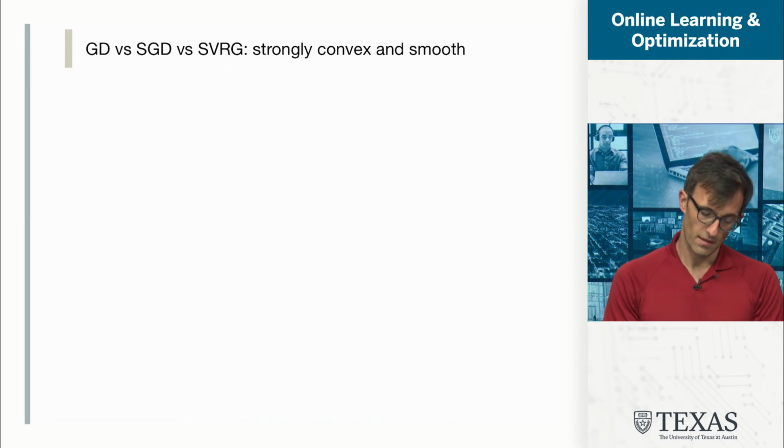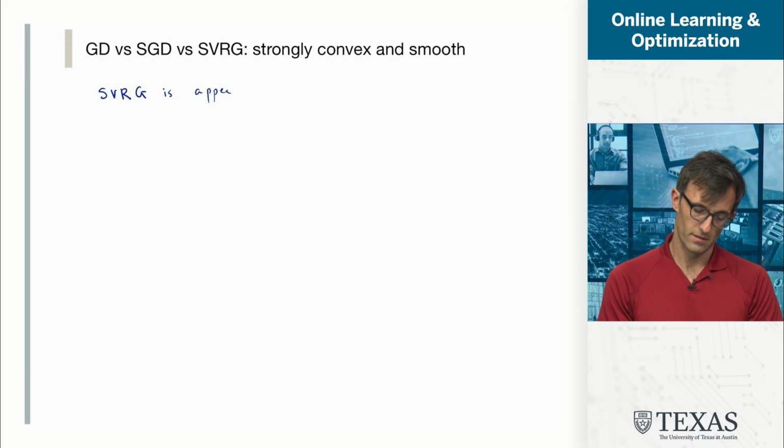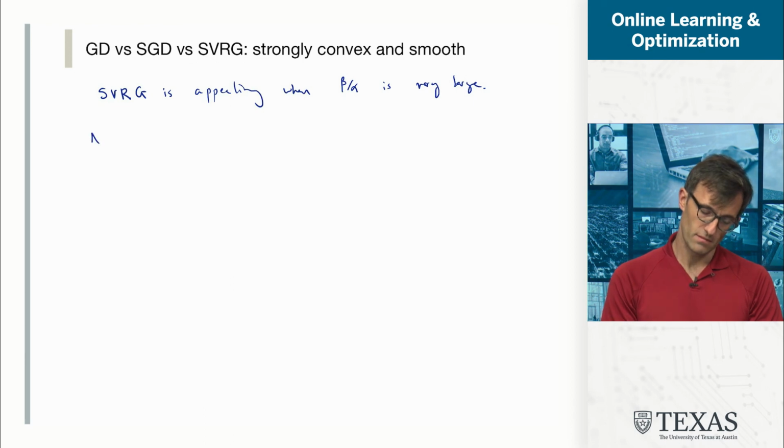So just summarizing that, SVRG is appealing when beta over alpha is very large. So when does that happen? This is not atypical in empirical risk minimization problems, when strong convexity comes from a regularizer.